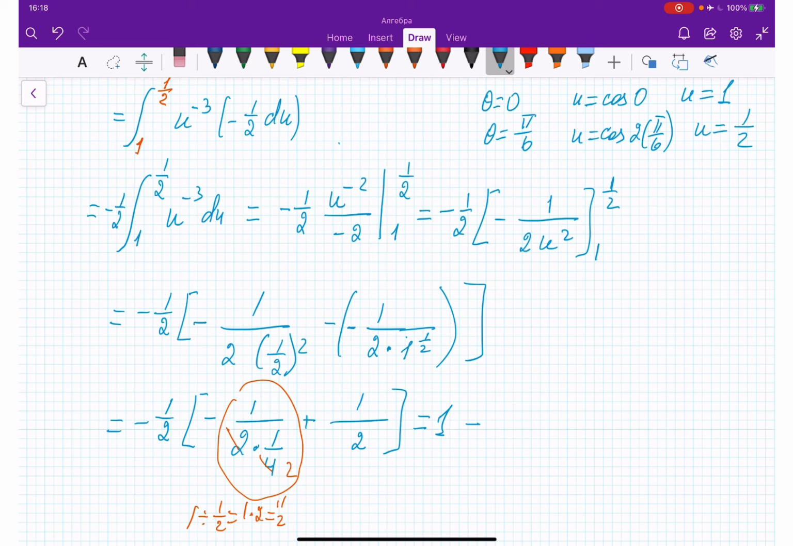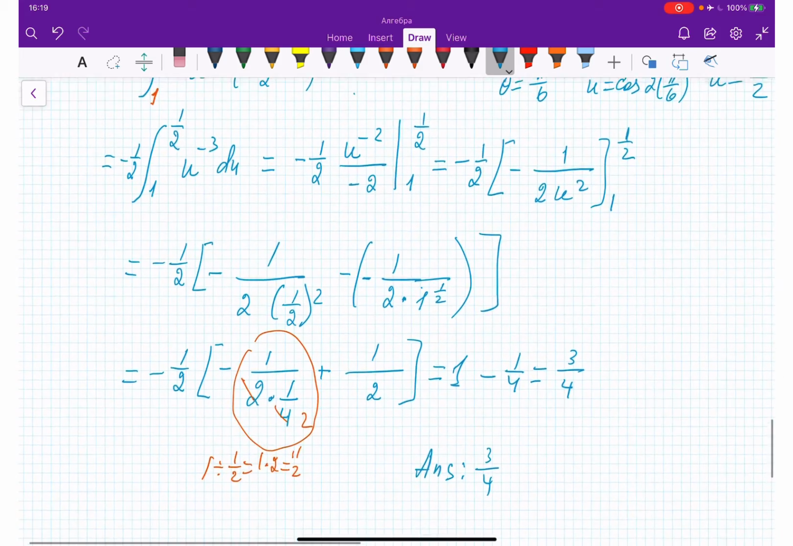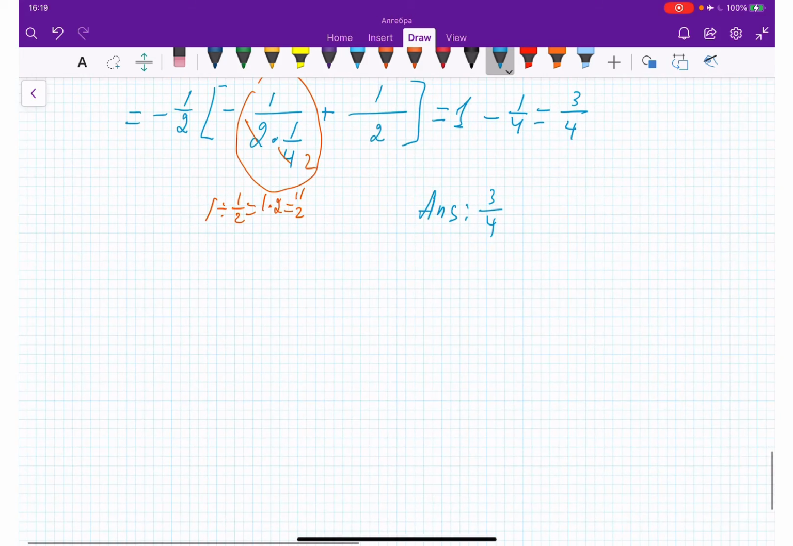1 and plus, well, this time it's going to be minus because I am multiplying negative 1/2 to positive 1/2, and it's going to be minus 1/4, and the answer is going to be 3/4. Okay, let's write down the answer 3/4. Okay, that was number 1. Let's move to number 2, next one.